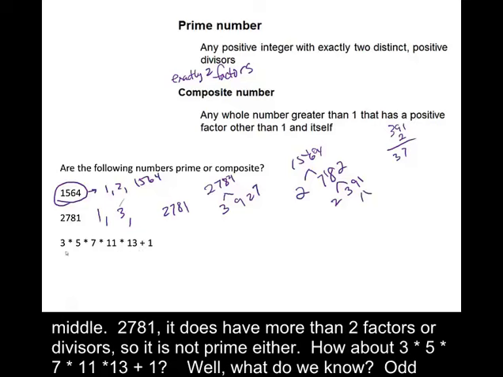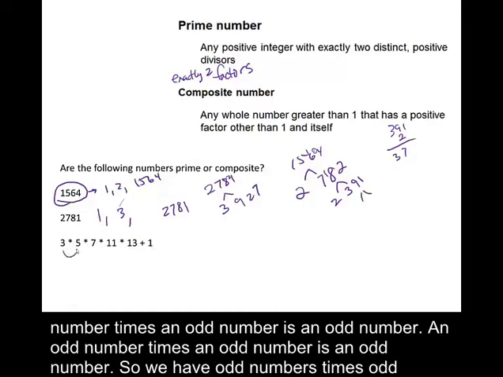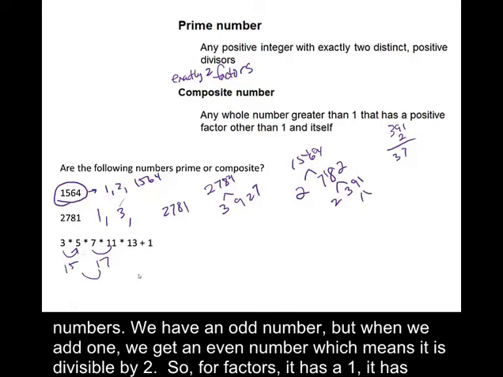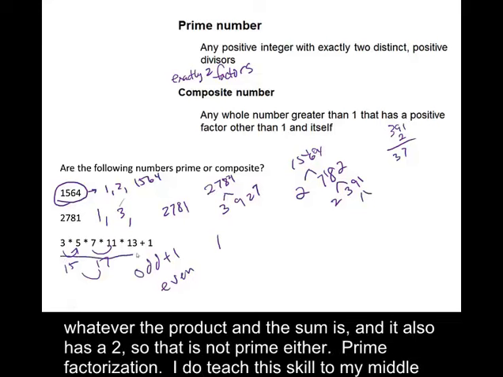How about 3 times 5 times 7 times 11 times 13 plus 1? Well, what do we know? An odd number times an odd number is an odd number. So we have odd numbers times odd numbers. We have an odd number, but when we add 1, we get an even number, which means it's divisible by 2. And so it has a 1, it has whatever the product and the sum is, and it also has a 2, so that is not prime either.